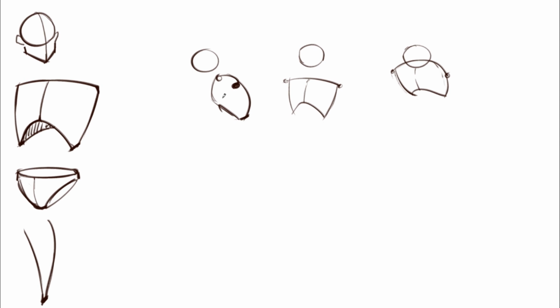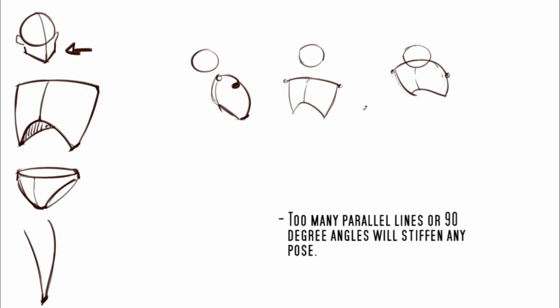So my next step in each of these poses would be to decide where the head is facing. So basically adding this little jawline here, this arrow shaped jawline. Usually the thing that I try to avoid is to have the torso face the exact same way as the head. Having the head face forward and the torso face forward in exactly the same direction usually results in some kind of boring poses, so I try to avoid that.